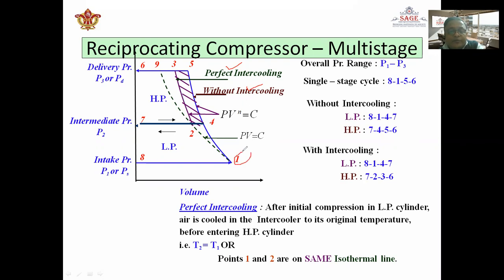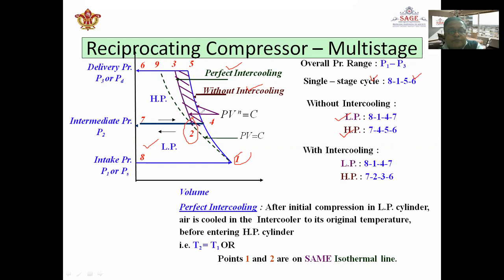The process 1 to 2 is the compression of the air taking place in the low pressure cylinder, and after the high pressure cylinder, the air will be forcefully delivered to the desired place. The single stage cycle is 1-8-1-5-6. Without intercooling, the low pressure is 8-1-4-7, and the high pressure is 7-4-5-6.